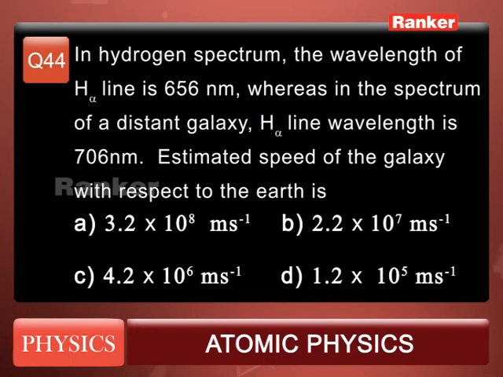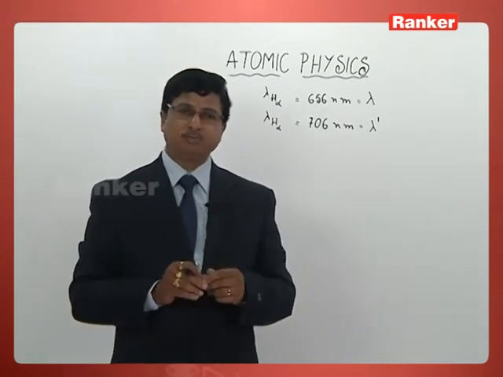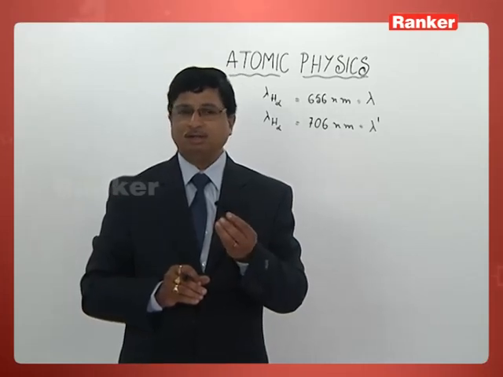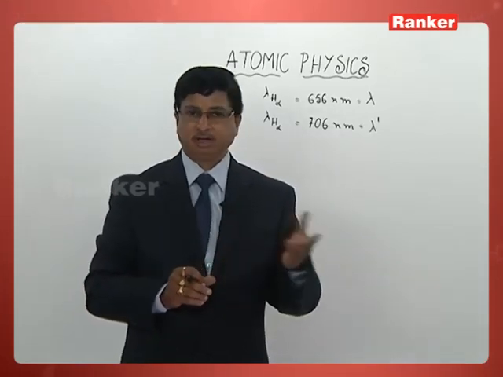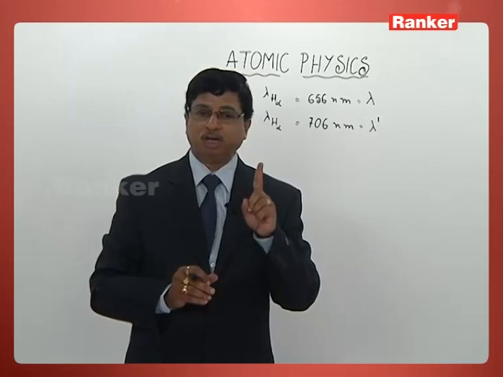Four options are mentioned once again. 3.2 into 10 power 8 meter per second is the first option. The second option is 2.2 into 10 power 7 meter per second. The third option is 4.2 into 10 power 6 meter per second. And the fourth option given is 1.2 into 10 power 5 meter per second. If you just want to estimate the answer without doing anything, at the most you can leave the first option. The reason is better known to you all. The velocity of light is 3 into 10 power 8 meter per second.